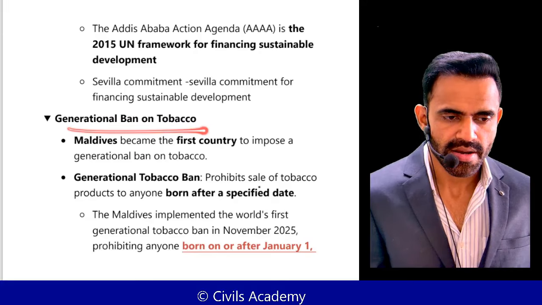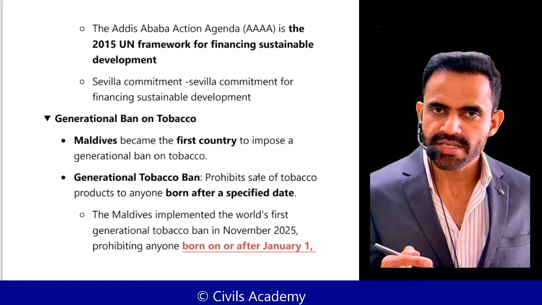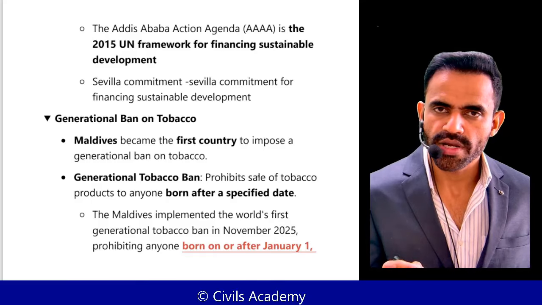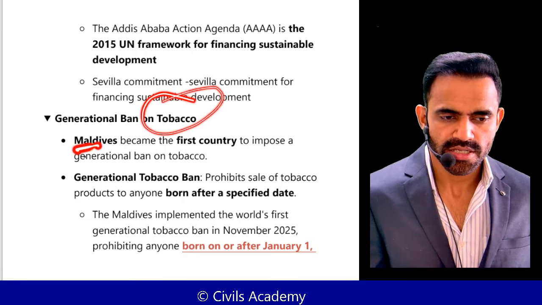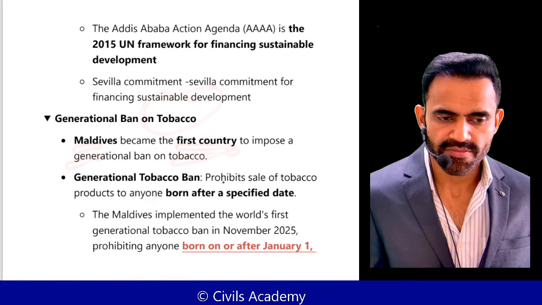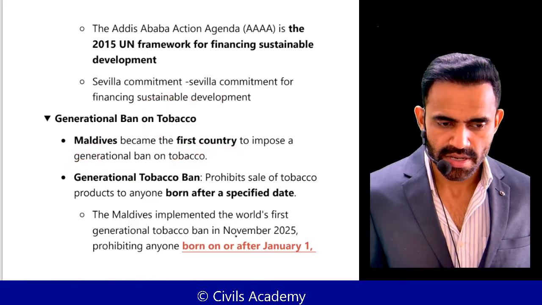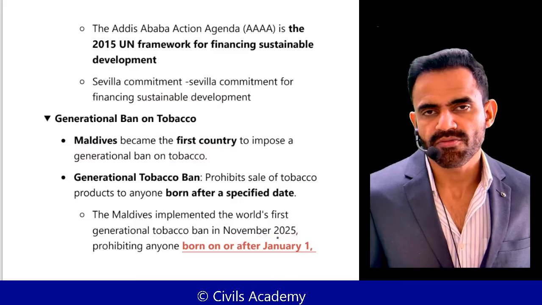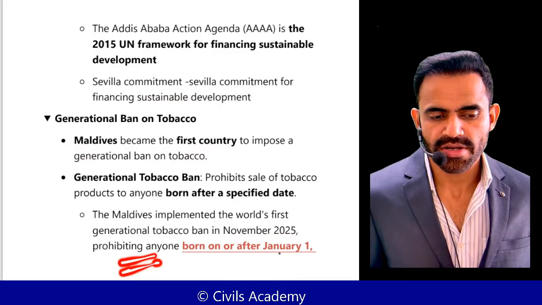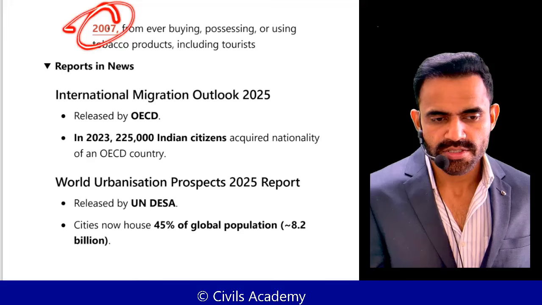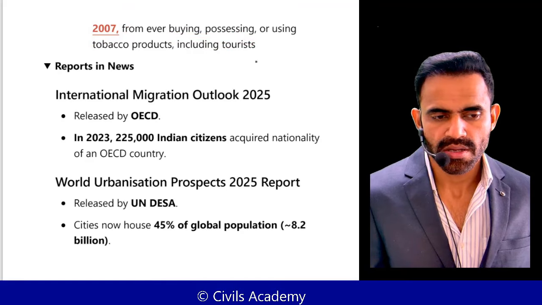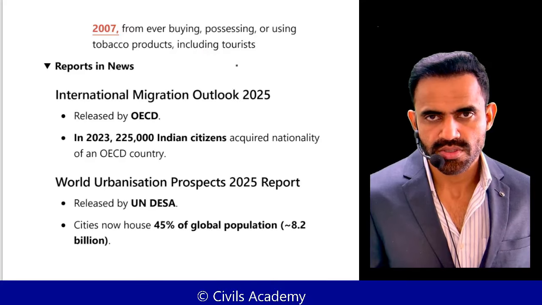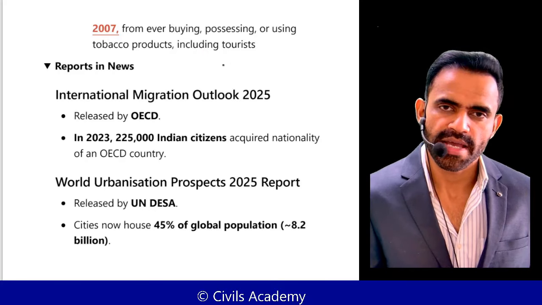Next is the generational ban on tobacco. In a very simple sense, after a specific age, no one in that country will be able to buy tobacco. The Maldives recently became the first country to do so. This ban became effective from November 2025. Anyone who is born after 1st January 2007 will not be able to buy tobacco in that country, including tourists. So this is a bold initiative taken by the Maldives.